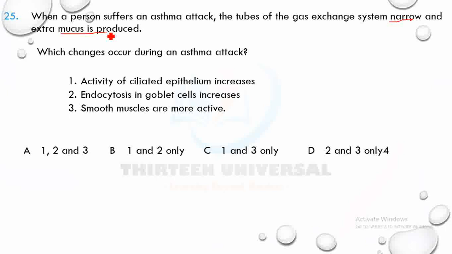Let's check it out. So you can see the activity of ciliated epithelium increases. How do we know? Because this is going to produce a lot of mucus. Mucus is swept by cilia, so it's going to increase. Endocytosis, that's in goblet cells? Goblet cells secrete mucus, not endocytose. They are secreting mucus because mucus is produced. Smooth muscles are more active. How do we know? Because when they contract, the tube becomes narrow. So it's 1 and 3.